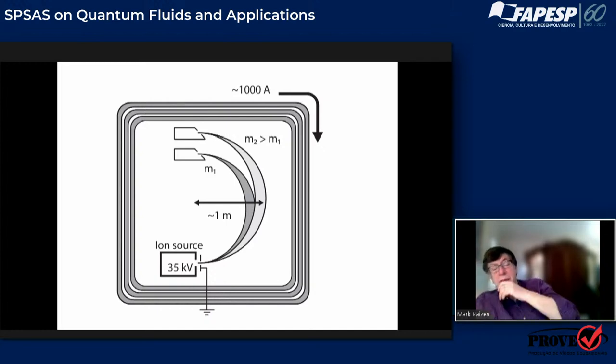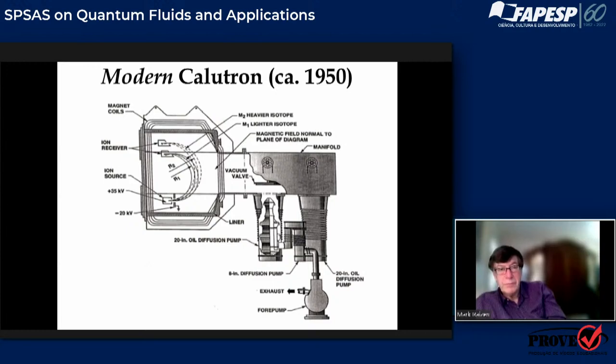Now, this is a modern calutron, and I put the word modern in italics. This is like second generation. Lawrence's version was in the 1930s and 40s. This is a 1950 version, and pretty much this is the way it operates today. It hasn't changed hardly at all in 70 years. You see the picture I showed before on the left-hand side, and then large vacuum pumps. In fact, they use diffusion pumps.